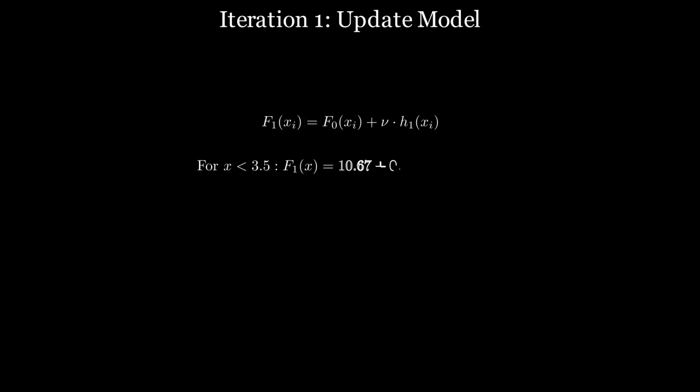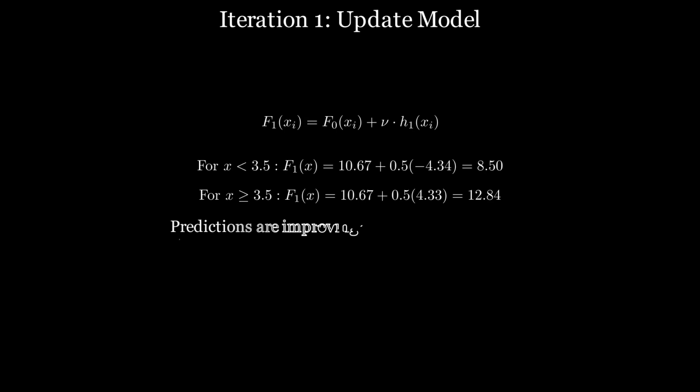For the first 3 points, where x is less than 3.5, the new prediction is 10.67 plus 0.5 times negative 4.34, which is 8.50. For the last 3 points, the prediction is 10.67 plus 0.5 times 4.33, which is 12.84. Notice how our predictions have split and are starting to move closer to the true y values.